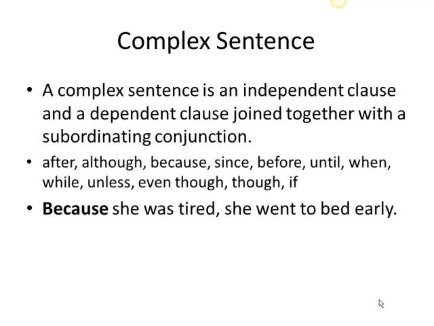A complex sentence is when you connect an independent clause and a dependent clause. And these you would be connecting with a subordinating conjunction, and we'll look at these in more detail later. But in the meantime, words such as after, although, because, since, before, until, when, while, unless, even though, and if are some examples of words that introduce a dependent clause.